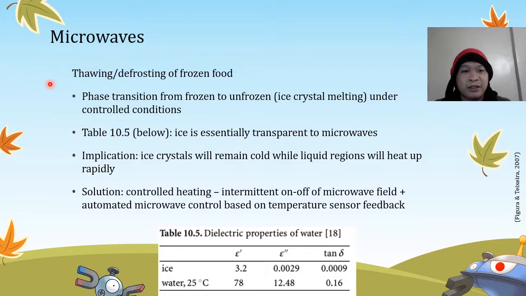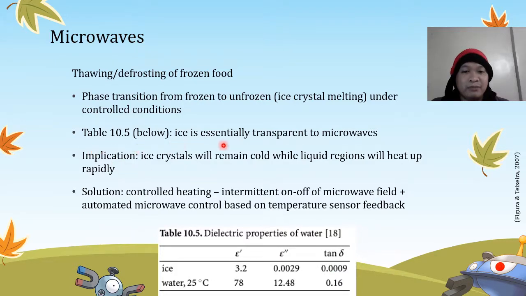So to do this, they have controlled conditions from which to melt the ice. So essentially, if we can look at the dielectric properties of water, we could see here that the tangent delta for ice is much smaller, and that essentially translates to kapag meron kang ice ay hindi ito masyadong maapektuhan ng microwave.